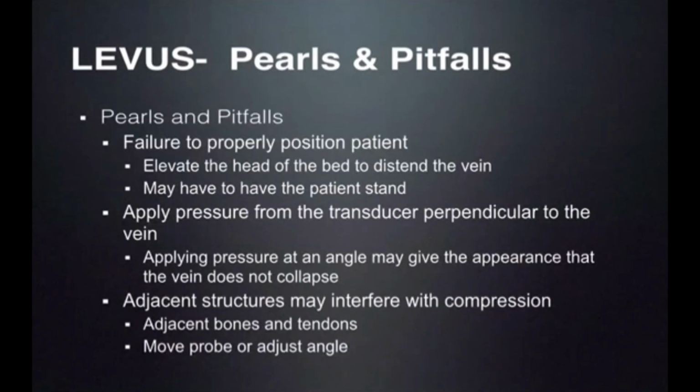Failure to properly position the patient can cause problems with image acquisition. So remember, try to distend those veins as much as possible. Having the head of the bed elevated will help distend the veins. And if it still is difficult to evaluate, have the patient stand up, further distending those veins. Many times when you're in the popliteal region, it might be difficult to compress the vein, not because there's a DVT, but because of the adjacent structures, whether it be bones or tendons. In order to overcome this, you might need to apply pressure from different directions in order to compress the vein.